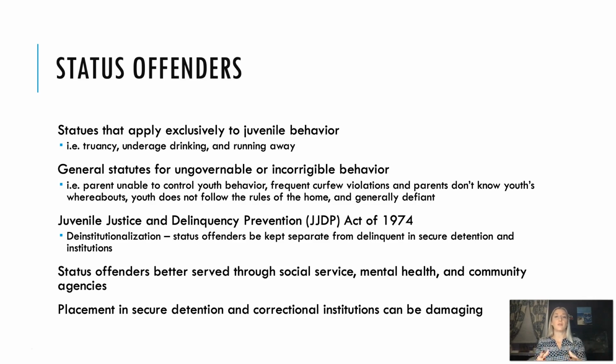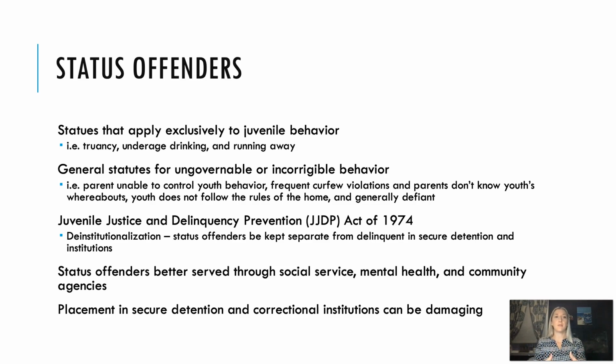And then we have these general statutes for ungovernable or incorrigible behavior, we call it. This is where, say, a parent is just not able to control the behavior of the child in the home. They have frequent curfew violations. The parent may not know where the youth is oftentimes. The youth doesn't follow the rules of the home, and the youth is just generally defiant in the home. They could even be verbally abusive or aggressive towards the parents. If it's physically aggressive, it's typically going to end up turning into criminal charges, but it could be minor physical outbursts of the child as well.